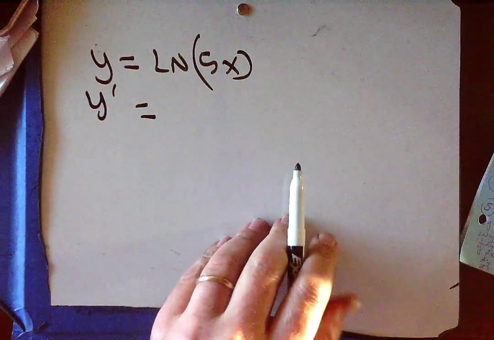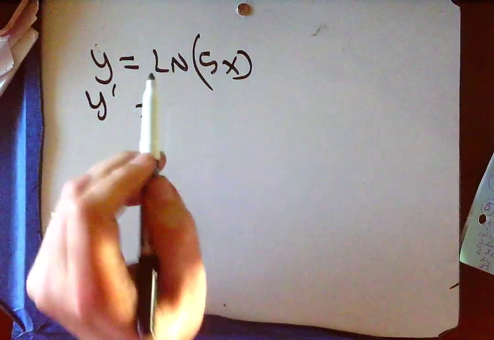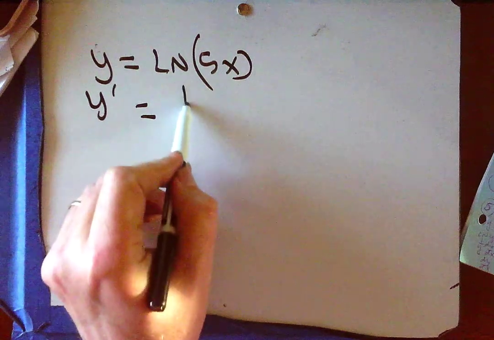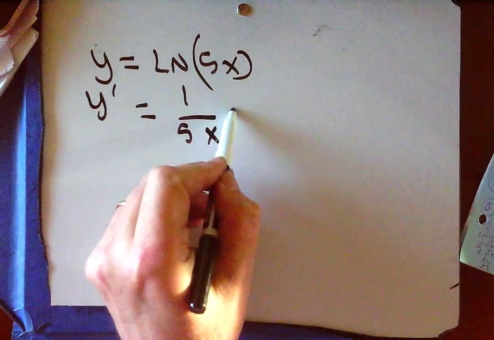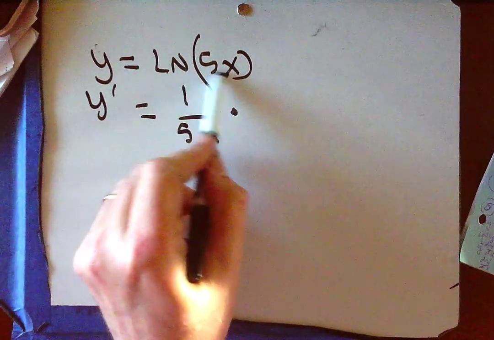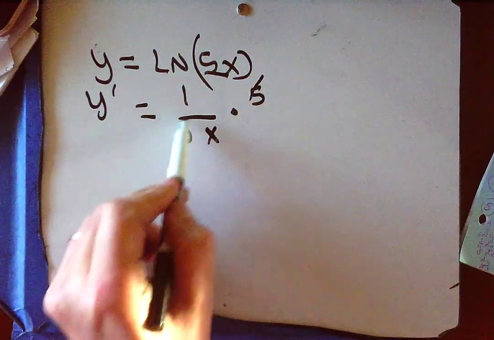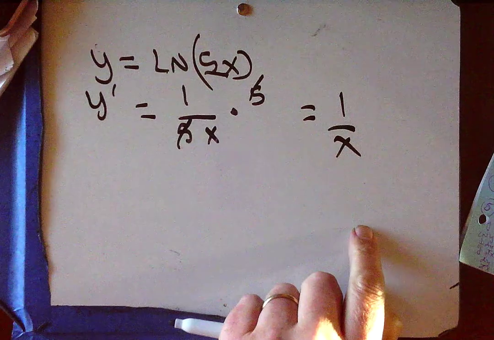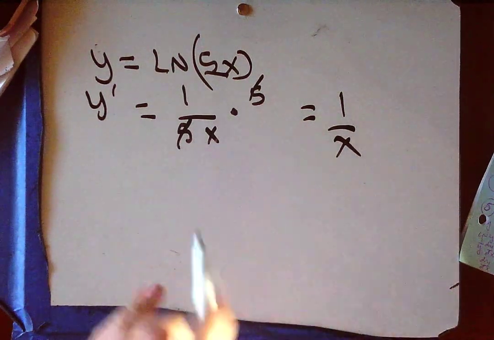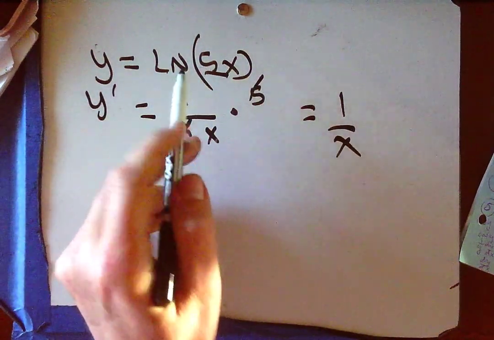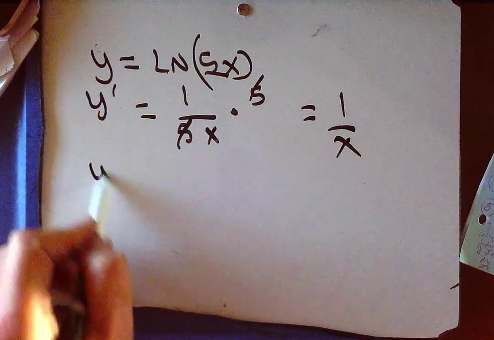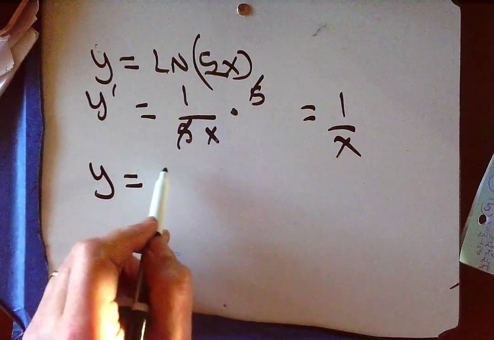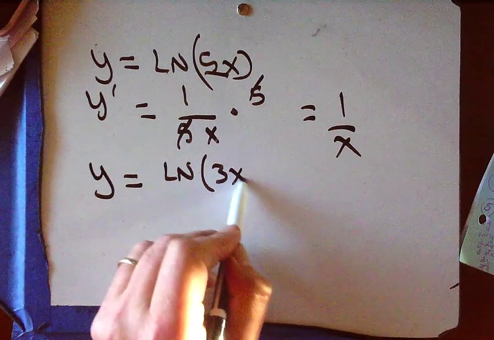Isn't that interesting? So we know the derivative of ln of stuff is 1 over stuff. Don't forget to come back and take the derivative of stuff. That's the same derivative that ln of x had. Yeah, but this time we're doing ln of 5x. How about y equals the ln of 3x squared?